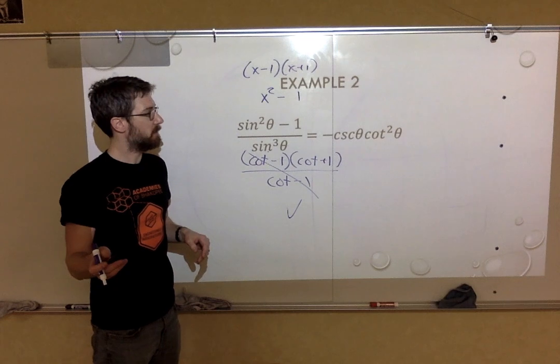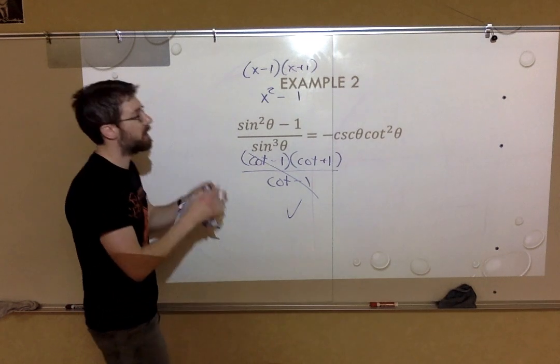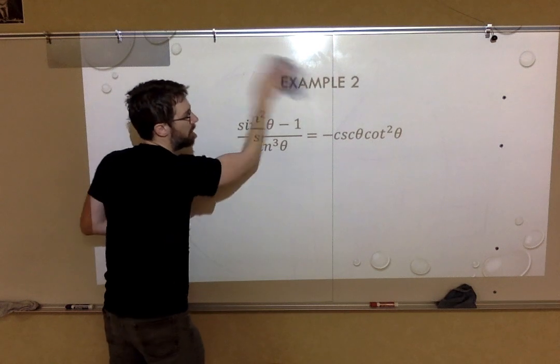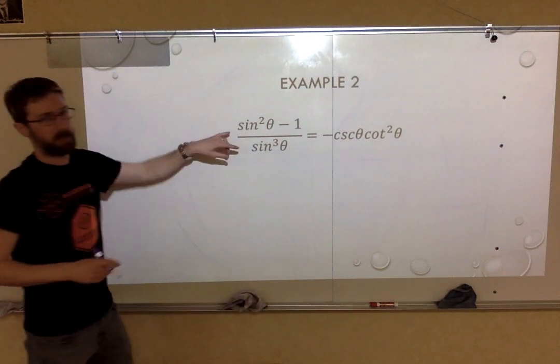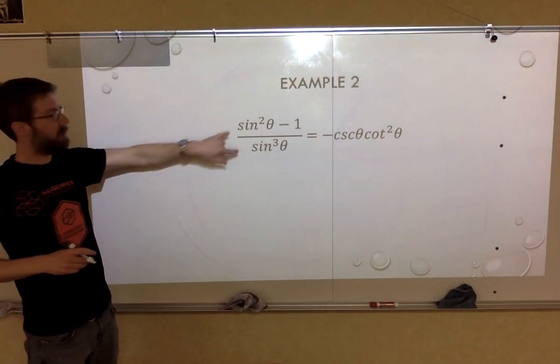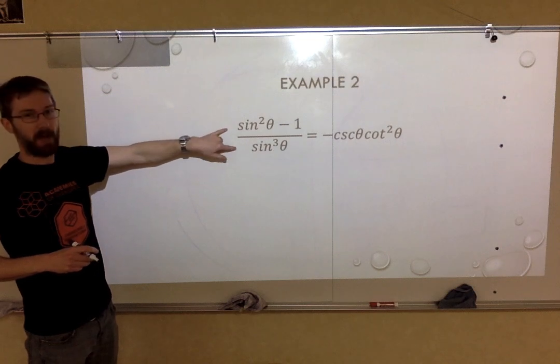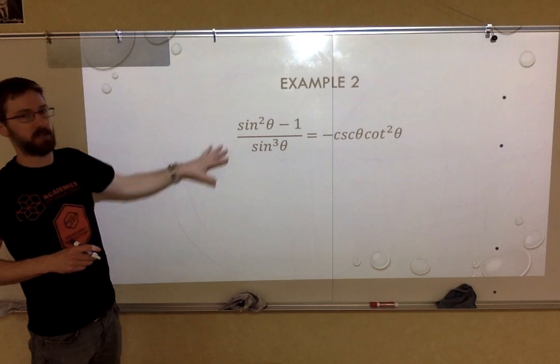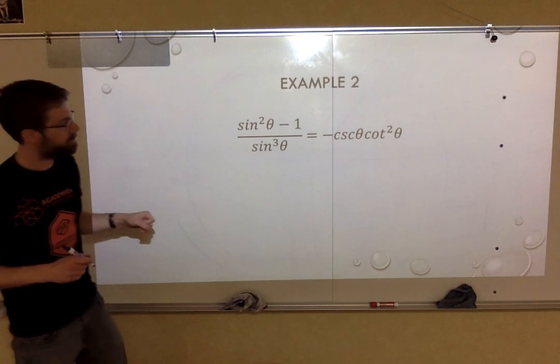All right, next one, same idea. If you want to pause the video, give it a shot. I'm going to show starting by splitting this fraction. So if you want to try it that way rather than using a Pythagorean identity on top, and see if you can come up with the right answer.